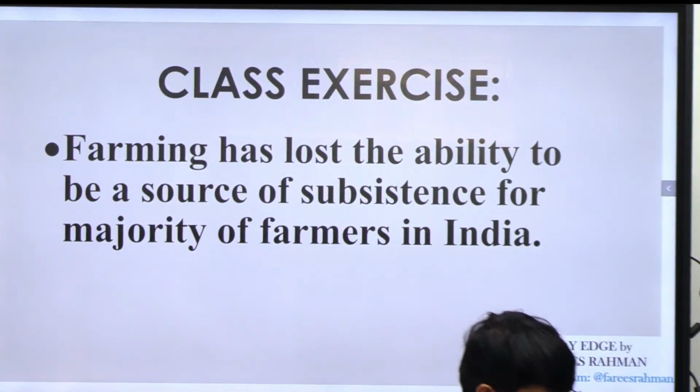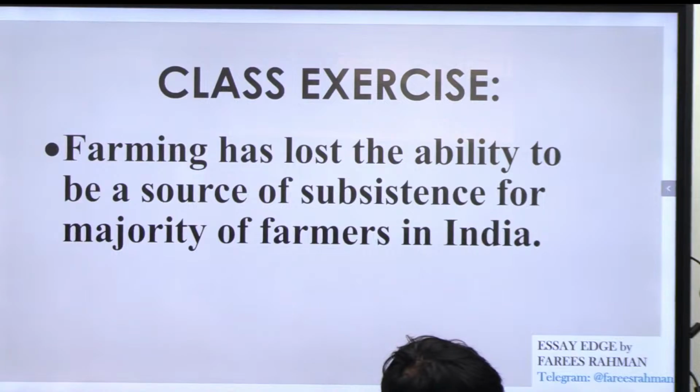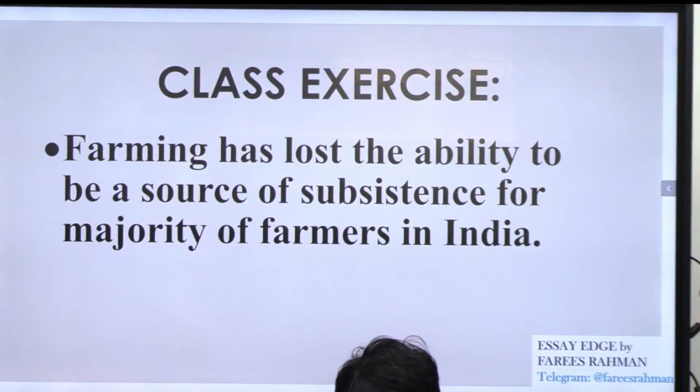Farming has lost its ability to be a source of insights for future. Take 1 or 2 minutes to think, 4 minutes to write each paragraph.